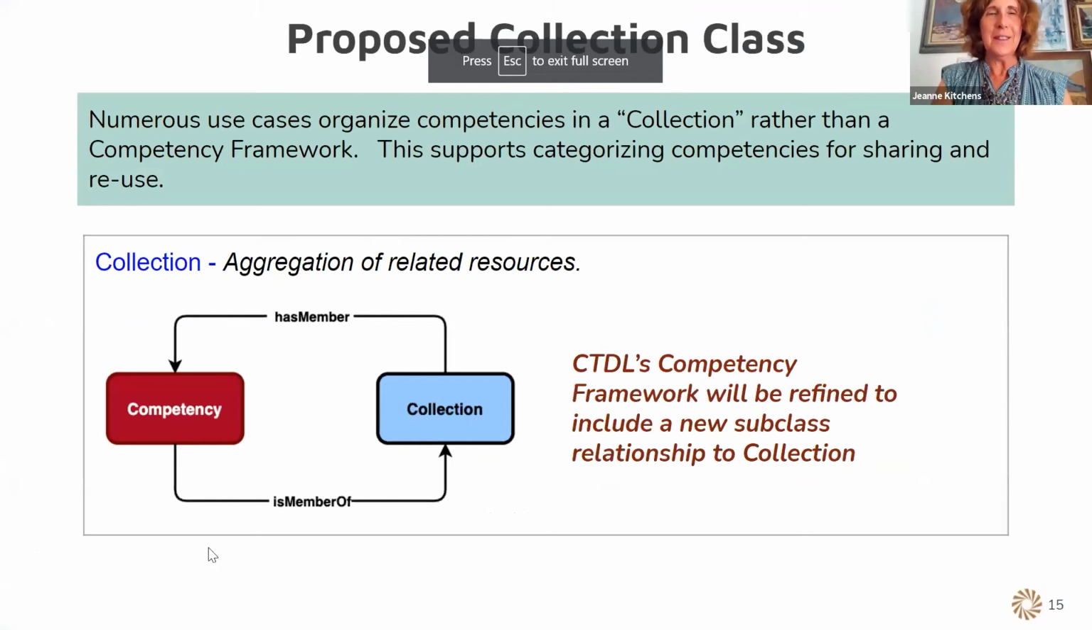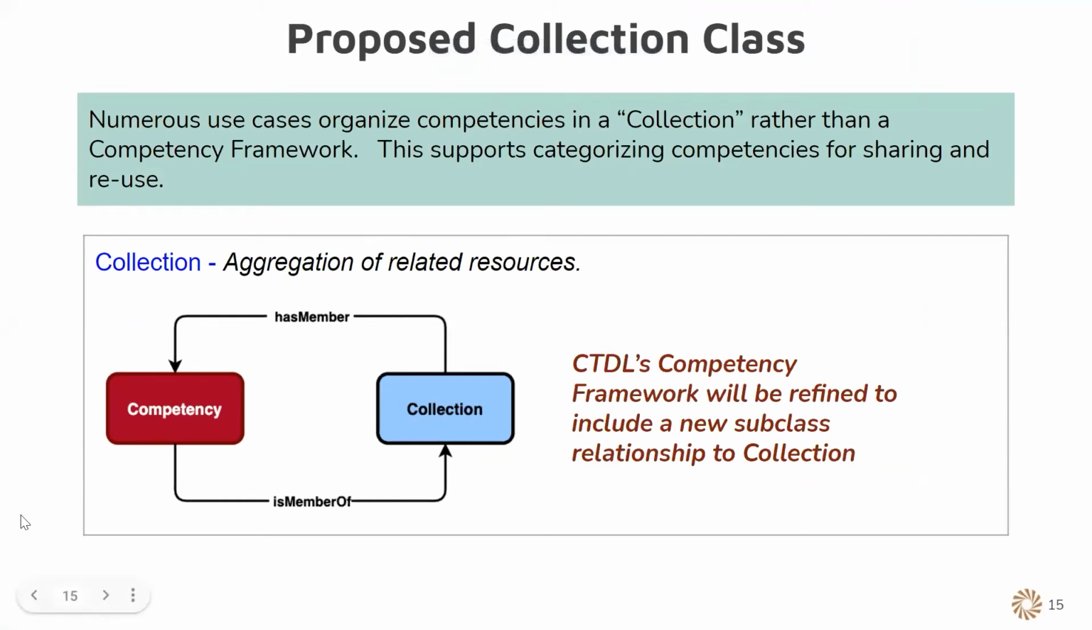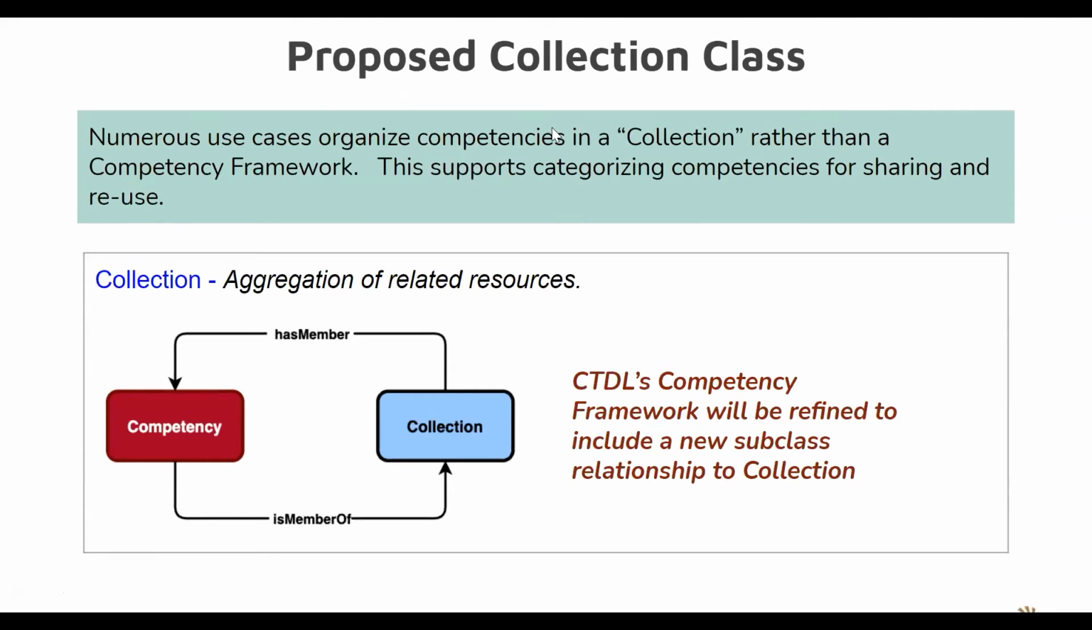All right, continue on. So we create this new collection entity, and that collection has members. In other words, it is a collection. It's an aggregation of related resources, so it doesn't have to be a competency, but in this illustration, it is. So the collection has members, and competencies are members of collections. So a competency could be, I'm going to use the word member, it's kind of not correct, but it could be a member of a competency framework, but it could also be a member of a collection.